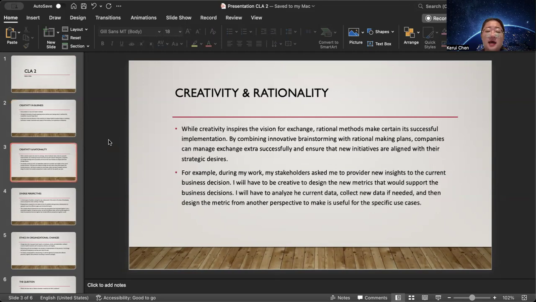In the next part, I have talked about the creativity and the rationality and the balance between it. So while creativity inspires the vision for change, rational methods make certain its successful implementation. By combining innovative brainstorming with rational planning, companies can manage change more successfully and ensure that new initiatives are aligned with their strategic goals.